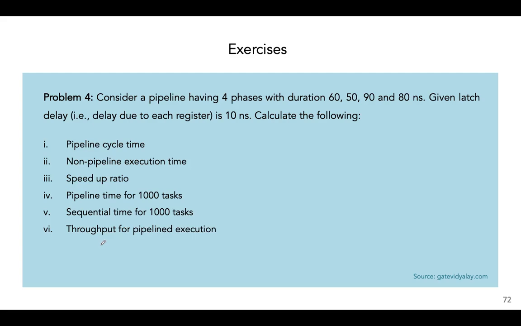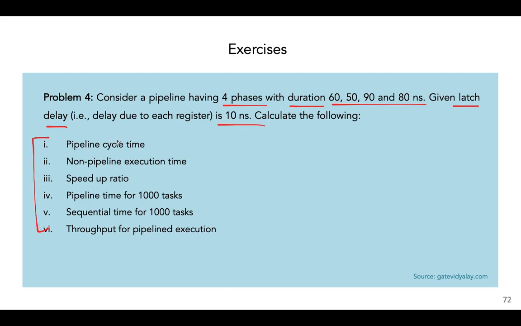Problem 4 now. Consider a pipeline having 4 phases with durations 60, 50, 90, and 80 nanoseconds. Again, you see the terminology varies. 4 phases or 4 stages, it's all the same thing. Duration, latencies, delays, whatever, it's the same thing. Given latch delay, that is delay due to each register, again a new terminology. So usually we call them register delays, but now you know another name for it, latch delay, right? So the register delay is given to be 10 nanoseconds, and you're supposed to calculate the following.